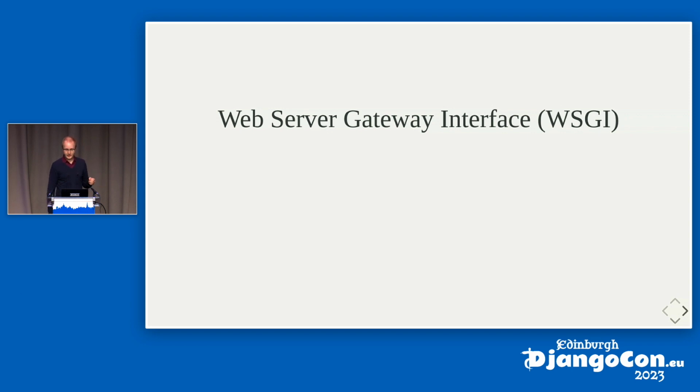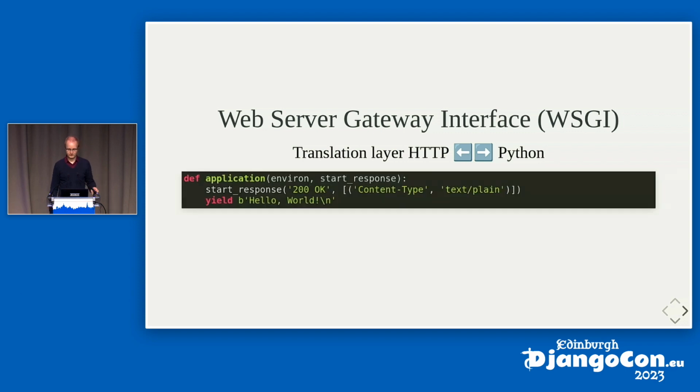WSGI is the Web Server Gateway Interface, which is basically a translation layer between HTTP and Python. It makes different web servers work with different Python frameworks. So you can use Django and Flask and so on with the same set of web servers. I won't go into detail. It's basically the definition of a function signature. It says you take an environment dictionary and a start_response callback function, and then defines how you pass back the response. And there are different WSGI servers, uWSGI, Unicorn, mod_wsgi, and so on.